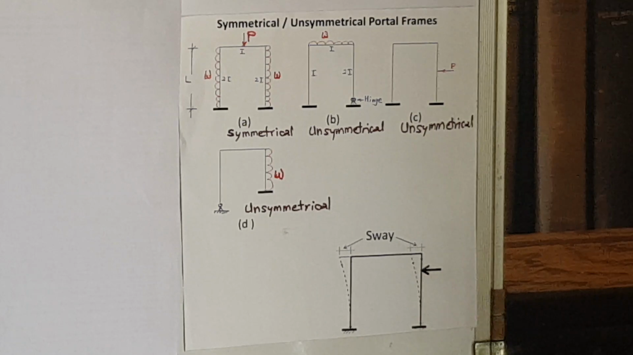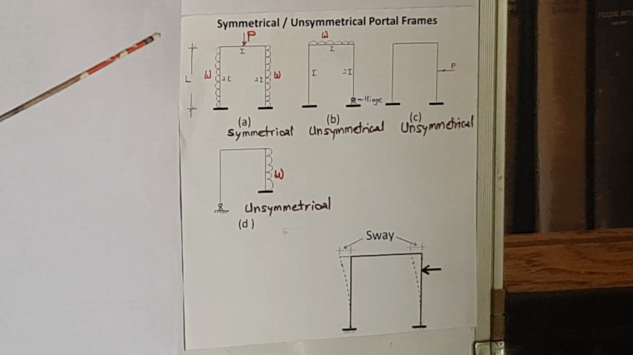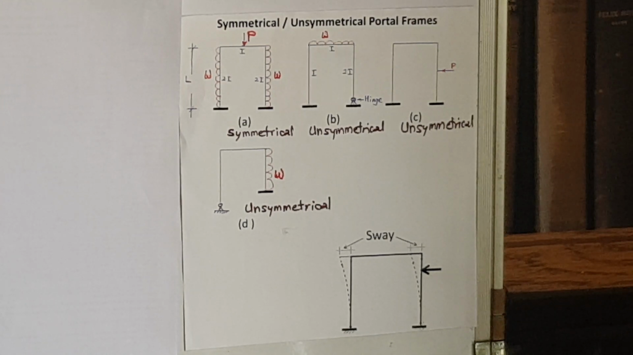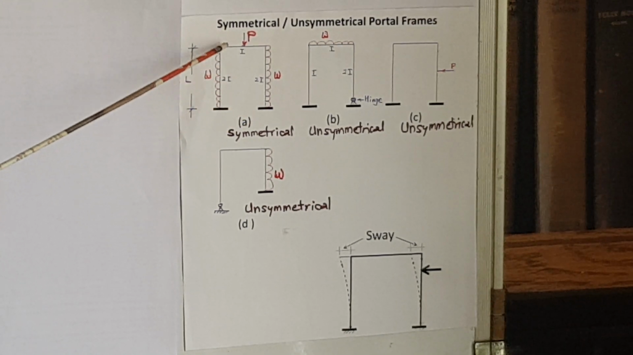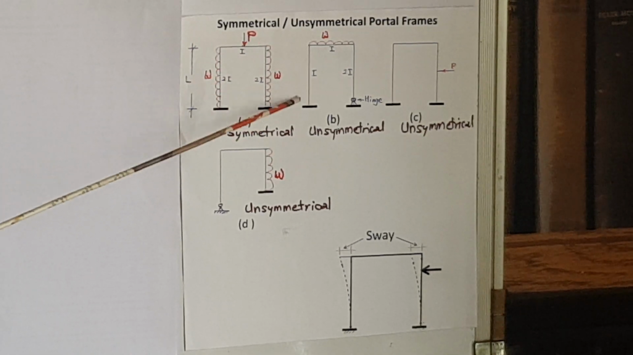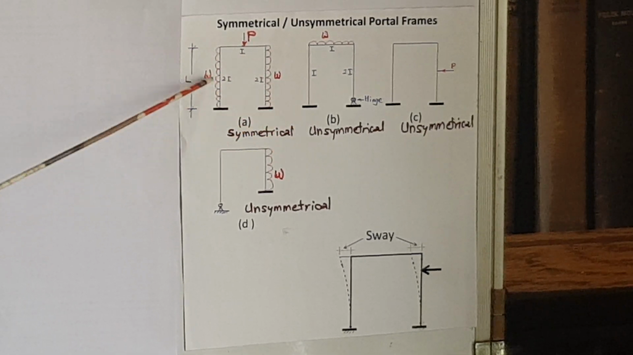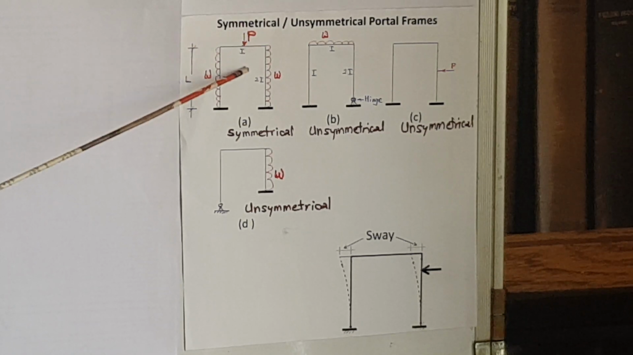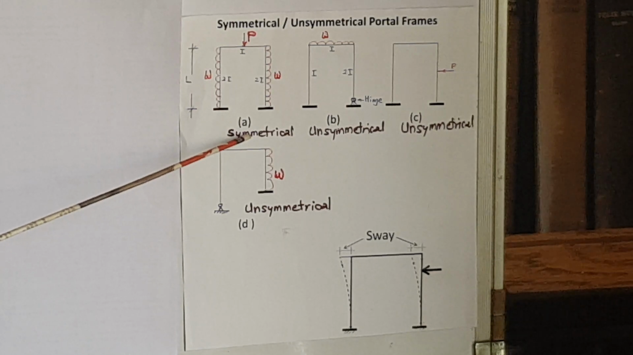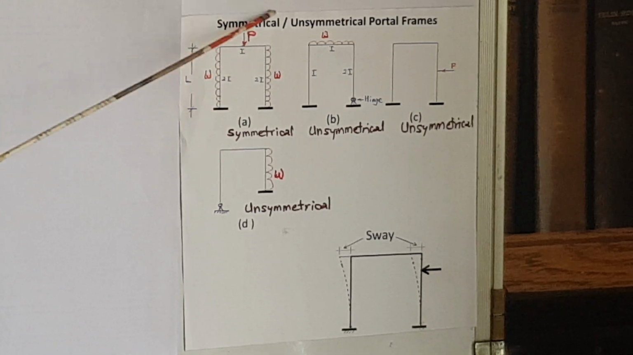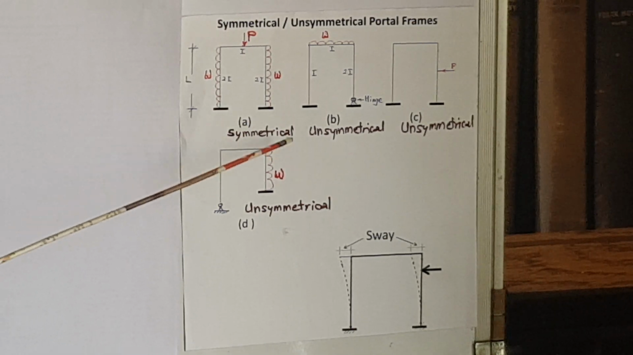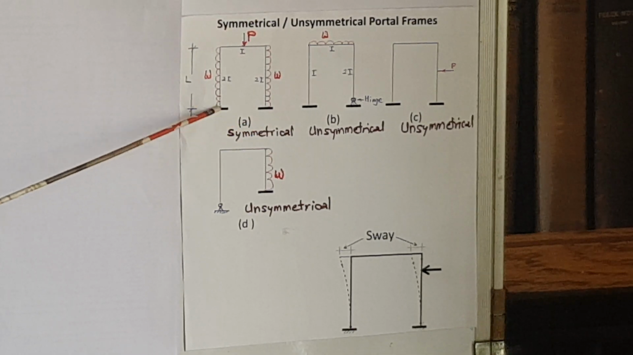The third is symmetrical loading. We know that the frame will be called symmetric only if it has symmetrical loading also. So you can see this UDL W, this vertical UDL W, as the symmetric loads on both the columns, and this load P is a concentrated or point load which is applied at the center of the beam, so that it is applied symmetrically to the entire frame. So we can say that this frame A is symmetrical from all the 3 points of view.